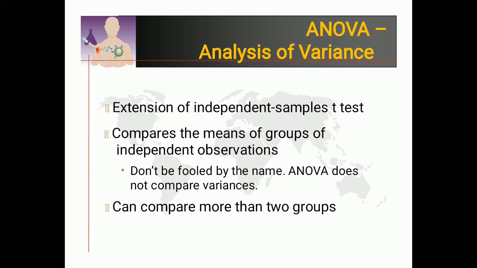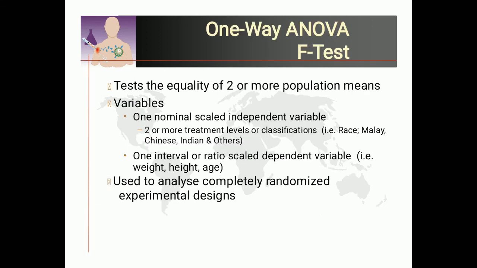Never confuse this: ANOVA is the short form of analysis of variance, so here we are comparing variance, but it compares the means of groups of independent observations. Here we can compare more than two groups. It tests the equality of two or more population means.